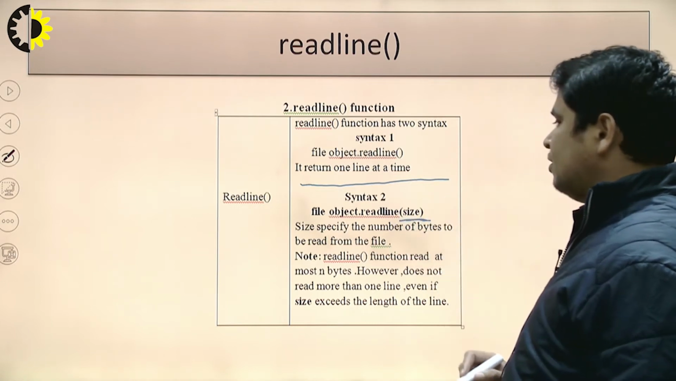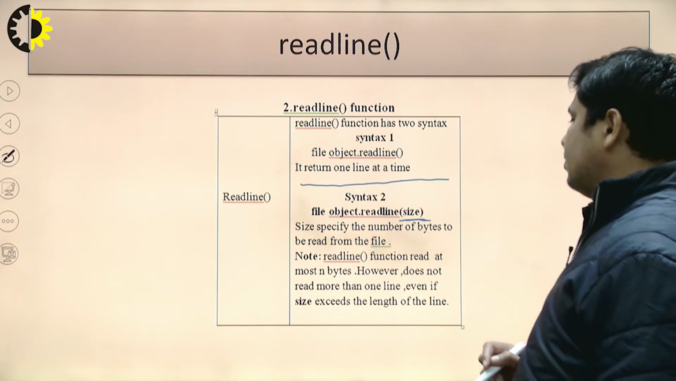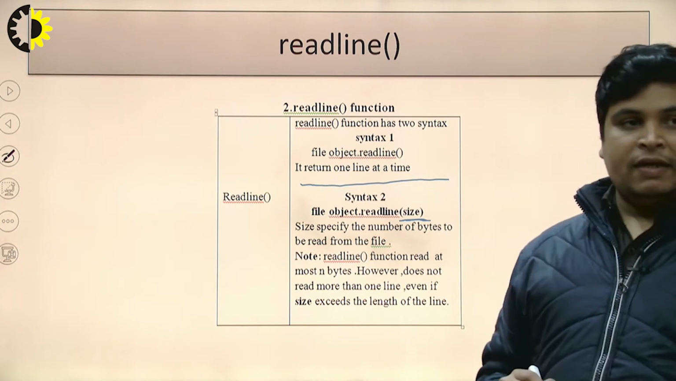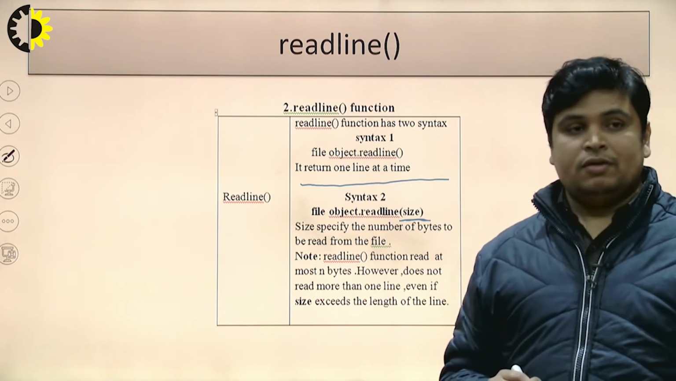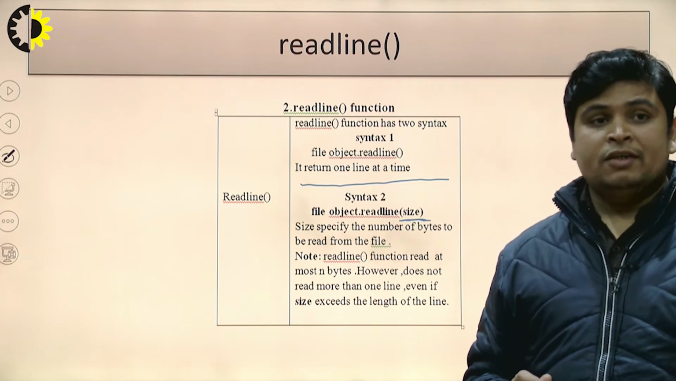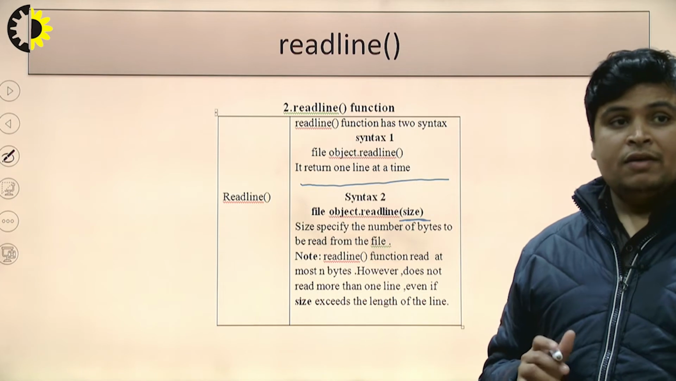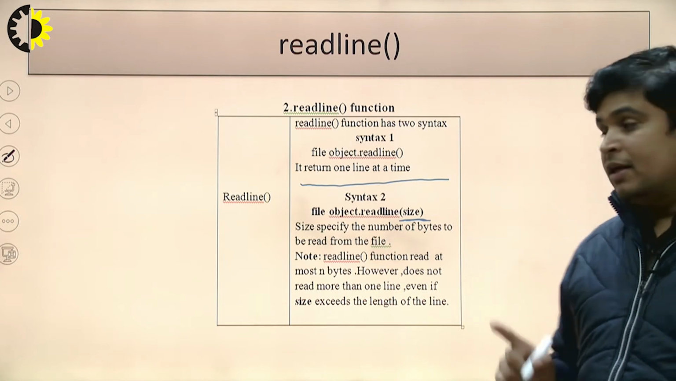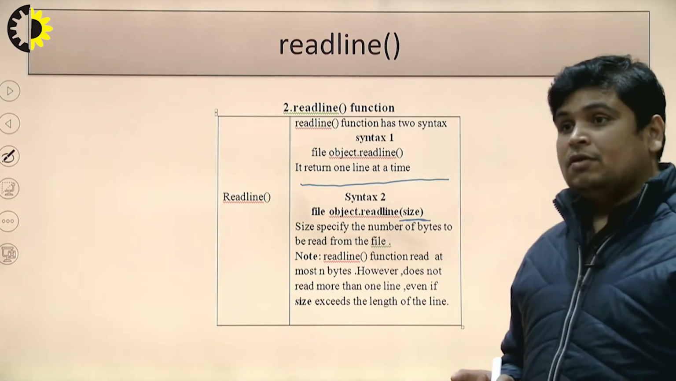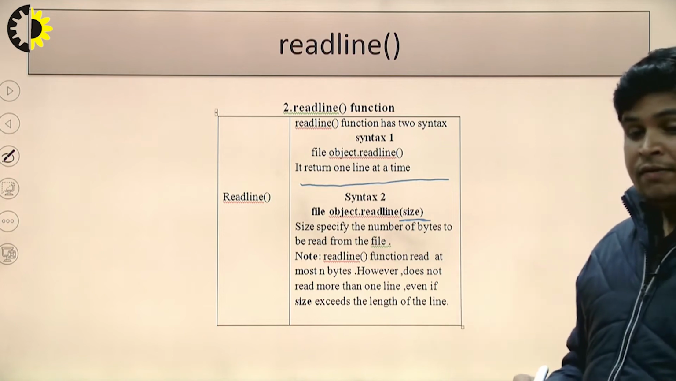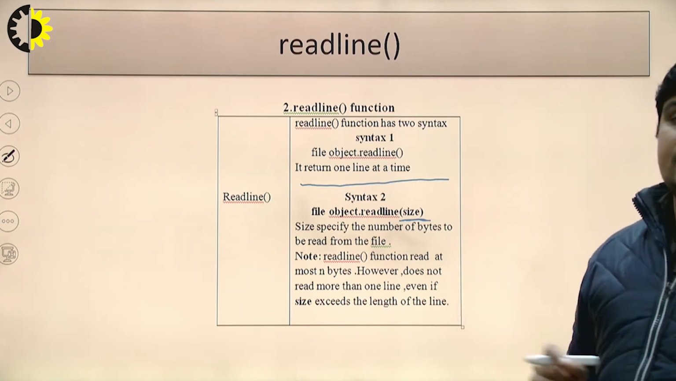So size specifies the number of bytes to be read from the file. Note, the readline function reads at most n bytes. However, it does not read more than one line. Make sure the readline function reads one line at a time.